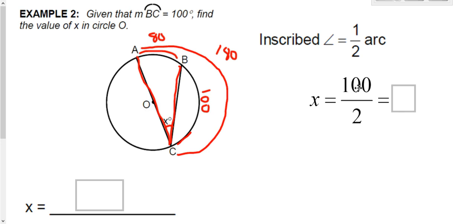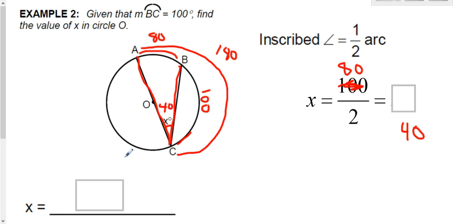Whoops, I got messed up here. So let's get rid of that and do it right. The arc associated with it is 80 degrees, and 80 divided by 2 is 40. So the measure of this angle is 40 degrees, or x is 40.